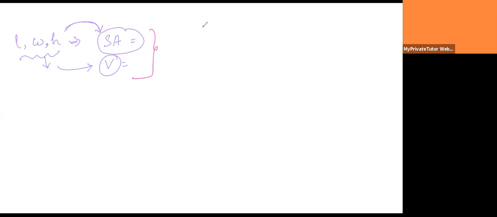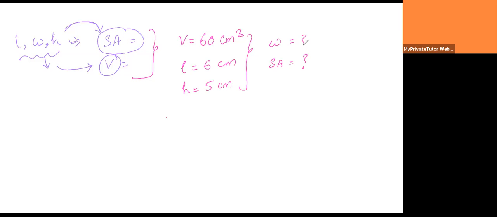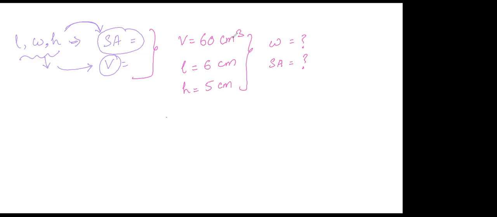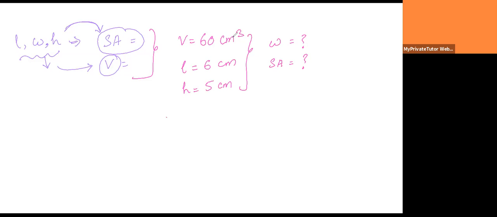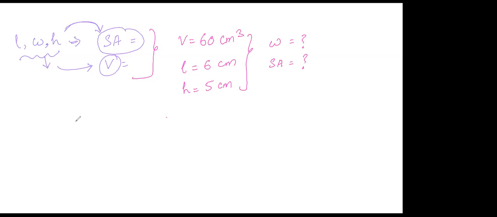And the last case, let's quickly do that. Volume of a cuboid is given, which is 60 centimeter cube. Length is given, 6 centimeters. And height is given, which is 5 centimeters. So please find the width and surface area. Width is 3, sure. Please check it again. 2 centimeters, yeah, exactly.